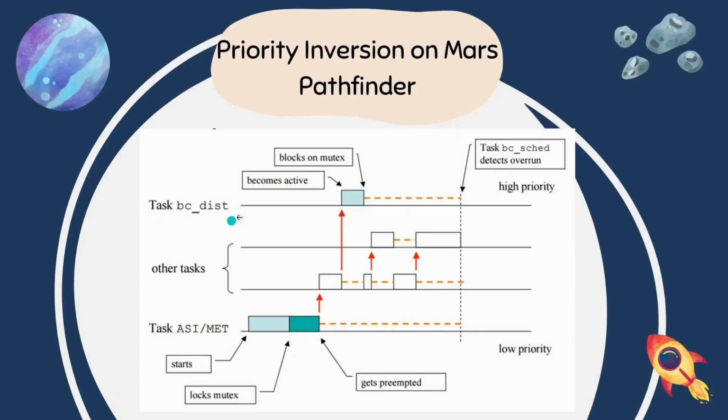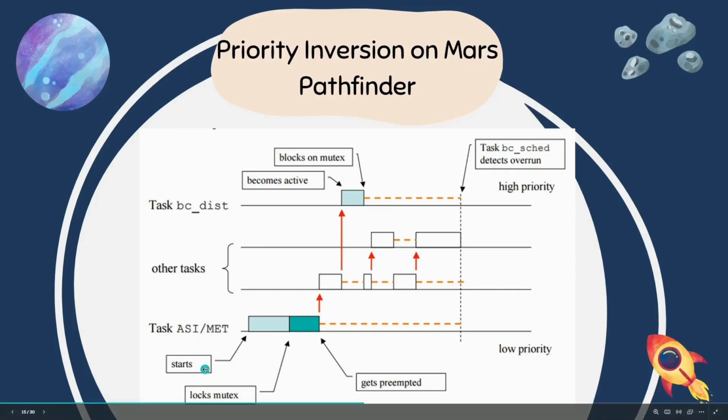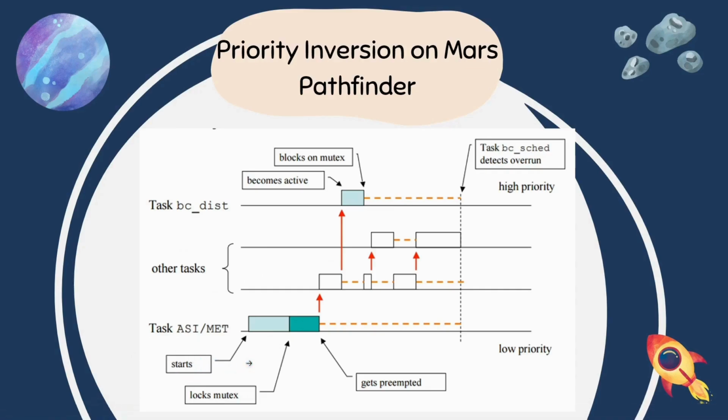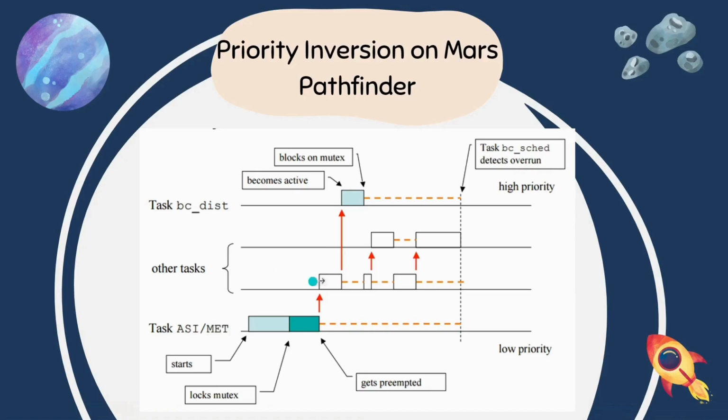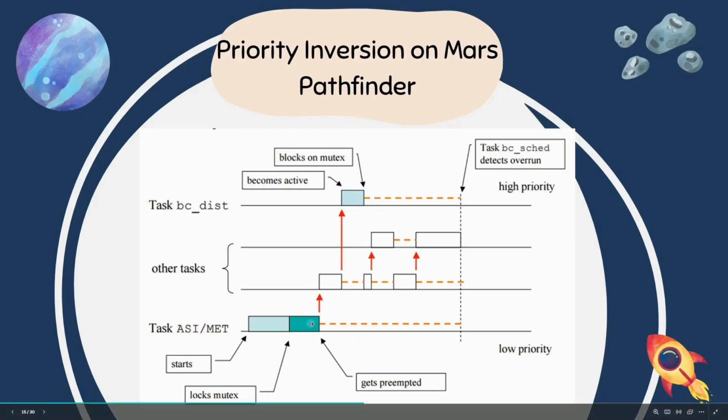As you can see, this is the high priority task, this is the second, and this is the lowest priority task. So assume that the lower priority task starts executing first, and then it acquires a resource, which means we call a lock mutex. After that, another task becomes available to be executed, and then the higher priority task starts to execute and becomes active, and then the high priority task requires a resource and cannot continue because it's held by the lowest priority task.